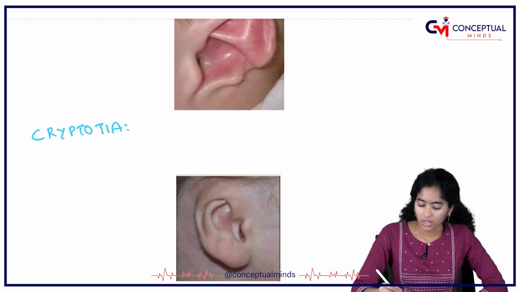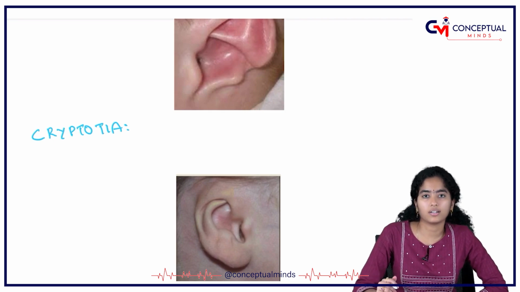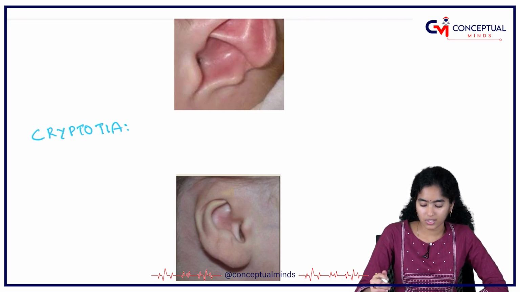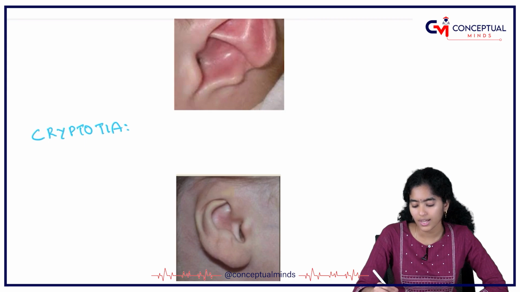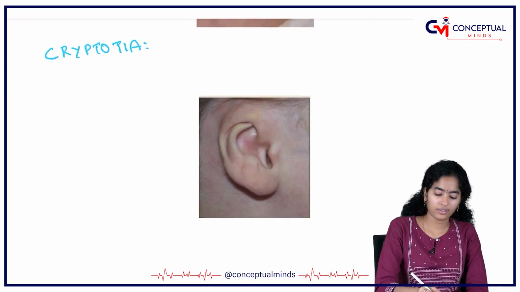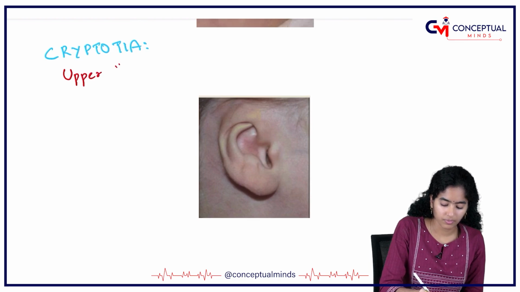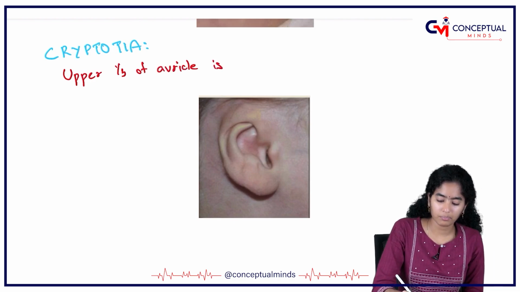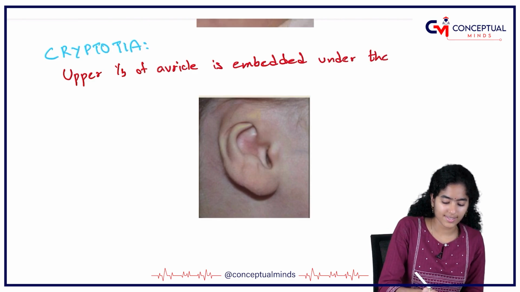In cryptotia, the uppermost part of the auricle, this part, the upper 1/3, is embedded under the skin of the scalp, and this is called cryptotia. Crypt is hidden. So this upper 1/3 of the auricle is hidden under the skin of the scalp, and this is called cryptotia. In cryptotia, the upper 1/3 of auricle is embedded under the skin of the scalp.